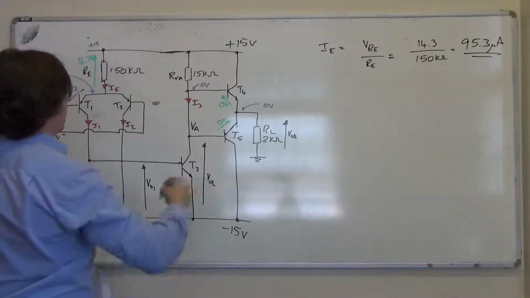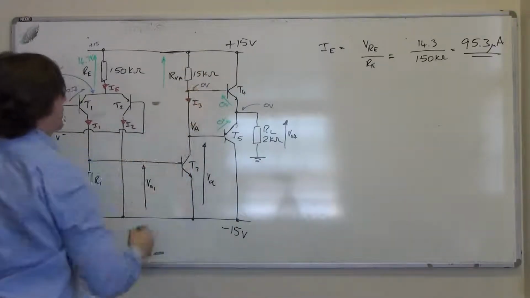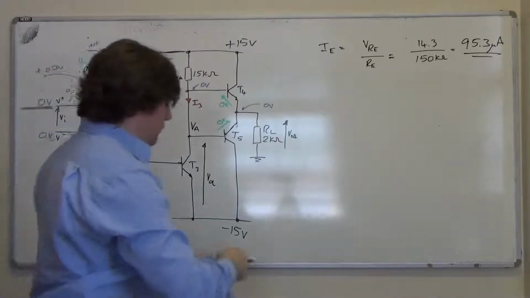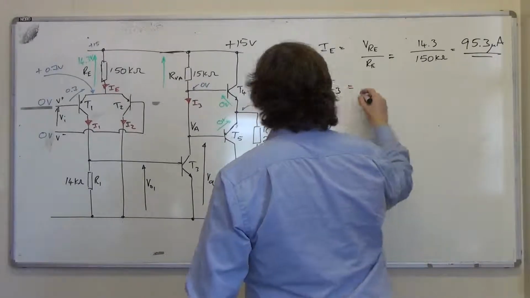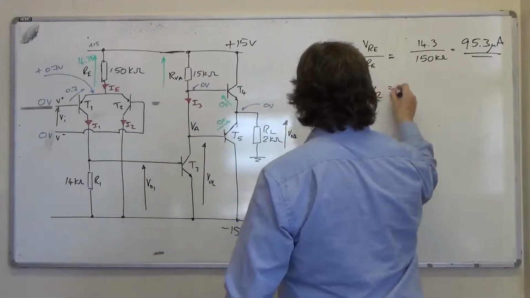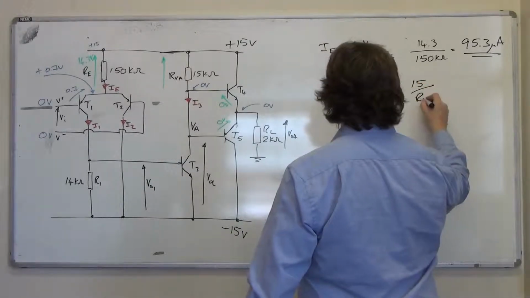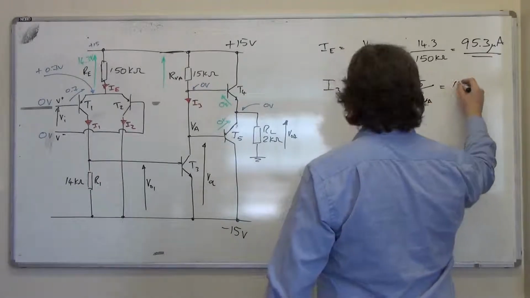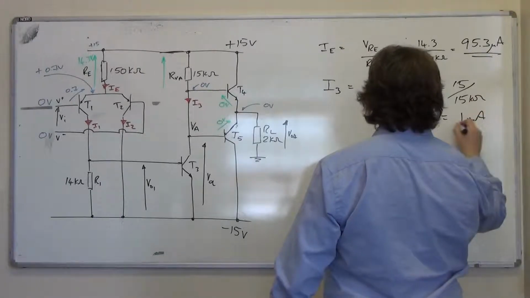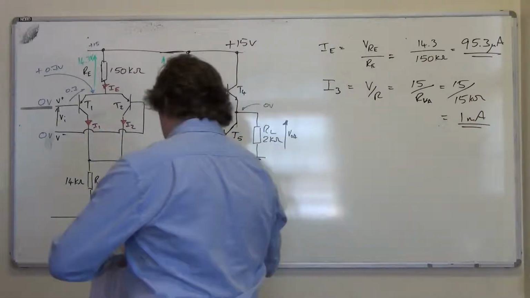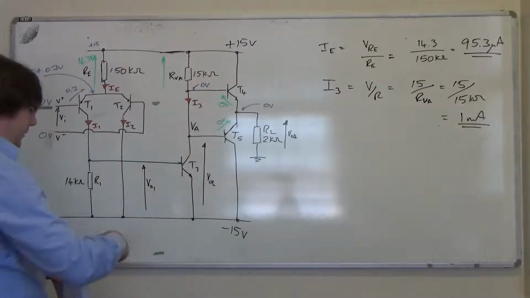which will leave us with 15 volts across our VA, because we've got the power supply and 0 at the other end. So we'll do I3 is V over R, where it's 15 upon RVA, which is 15 upon 15 k ohm, which is 1 milliamp. And this gives us the collector current for T3.